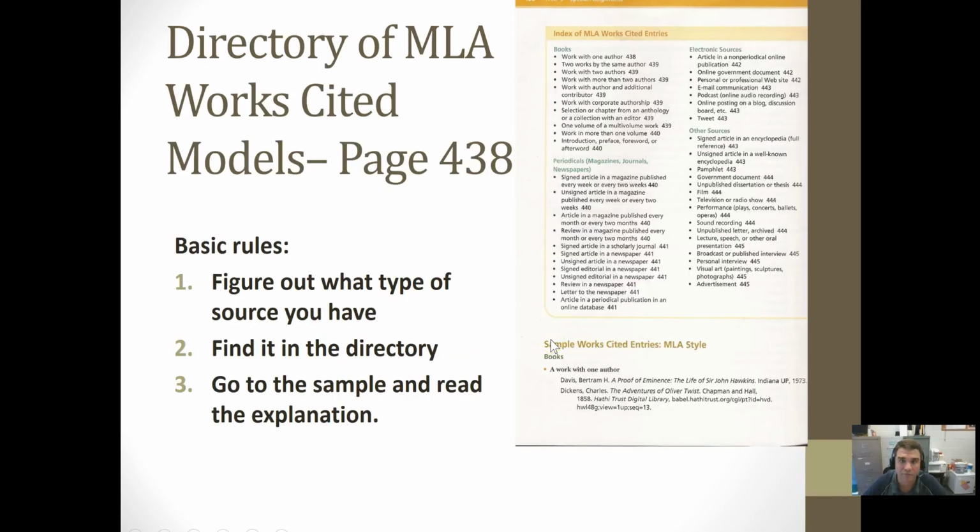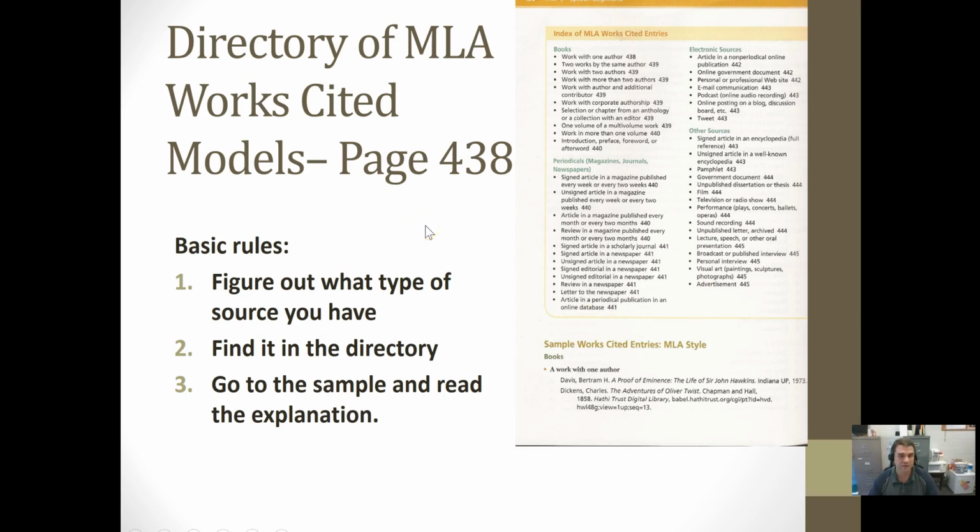Now, the page is going to be basically your table of contents for creating works cited entries. It is going to be page 438 of your textbook. This has a list of where you find in chapter 20 the examples and the explanations of all the sorts of sources you can cite in your paper.